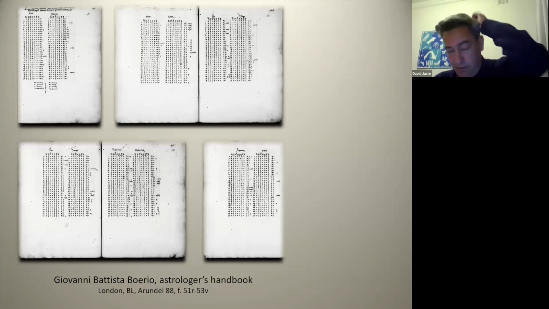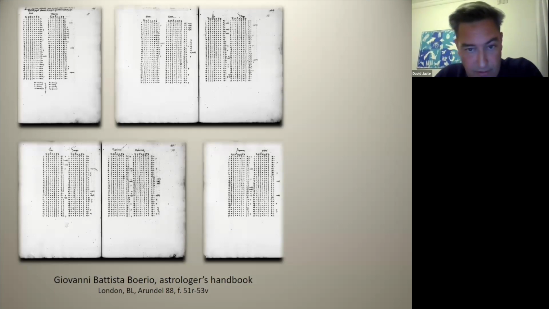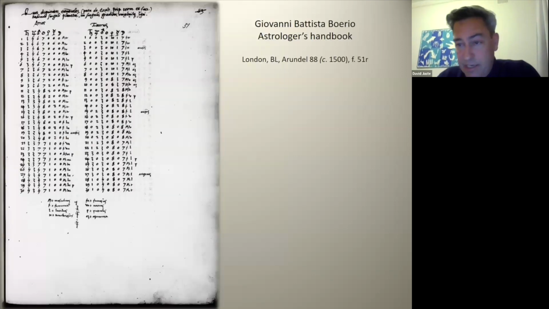So this is another sort of table for calculating the Almuten by Giovanni Battista Boerio, who was the physician and astrologer of Henry VII and Henry VIII. And these are his tables. It's a bit longer, 6 pages, 2 signs per page. I'll show you the first page. In this case, it's closer to my handout: he gives each degree of each sign and the points owned by each planet in each degree. Okay.